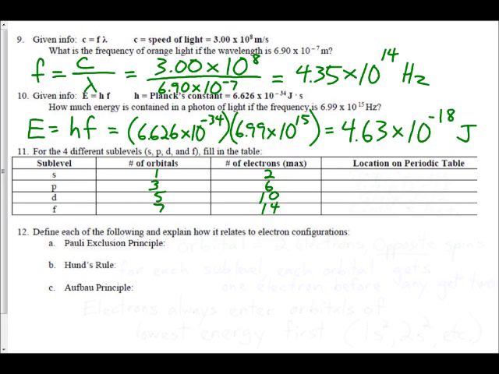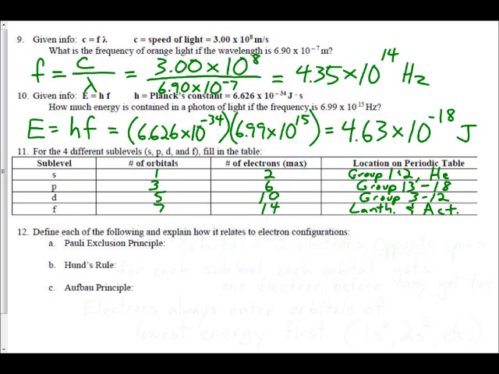This is also the number of lines you would have if you were filling in orbital diagrams with the arrows, if that helps. Now, the location on the periodic table: technically it's group 1 and 2 plus helium for S, or you can think to yourself it's on the left side. P is 13 through 18 on the right side of your table. Groups 3 through 12 are your D block. That's right in the middle, and then the lanthanide and actinide series are at the bottom.